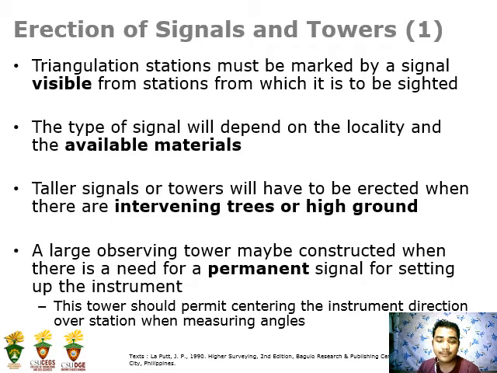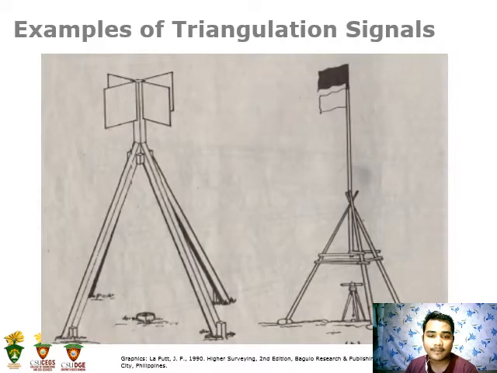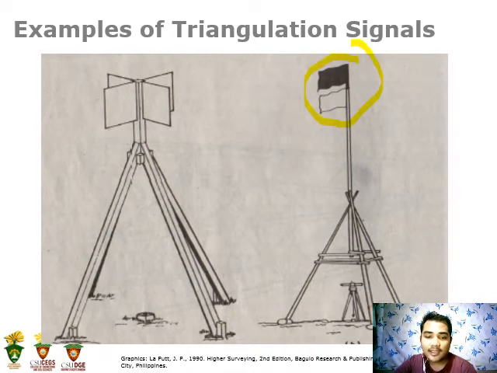And this tower should permit centering the instrument direction over the station when measuring angles. So again, I showed earlier the pictures of the triangulation signals. As you can see, there are different setups. This one has the signal, a flaglet, on top, and the instrument is at the bottom of the tower, directly above the point where the instrument is plumbed.